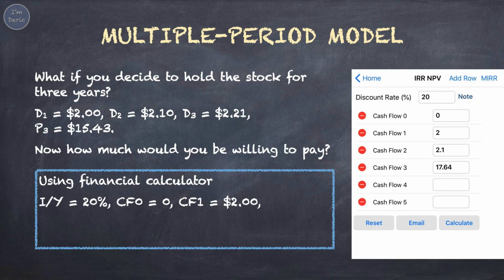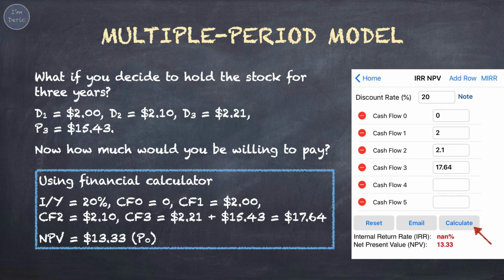By using financial calculator, key in discount rate, I/Y, equals 20%, CF0 equals 0, CF1 equals $2, CF2 equals $2.10, CF3 equals $2.21 plus $15.43, equals $17.64. Last step, press NPV, you will get an answer of $13.33. This is the P0, i.e., the intrinsic value.